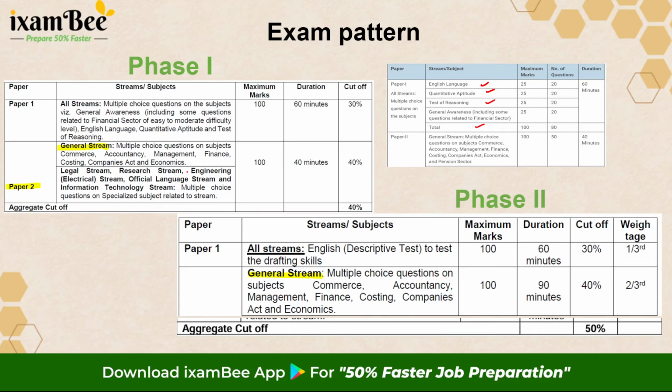And your paper 2 consists of 6 subjects: commerce and accountancy, management, finance, costing, Companies Act and economics. There is no separate defined question distribution between these subjects as there is for paper 1. So that is something that you have to keep in mind. And your phase 2 paper 1 is a descriptive English test where you are tested based on an essay, a précis and a reading comprehension, right?